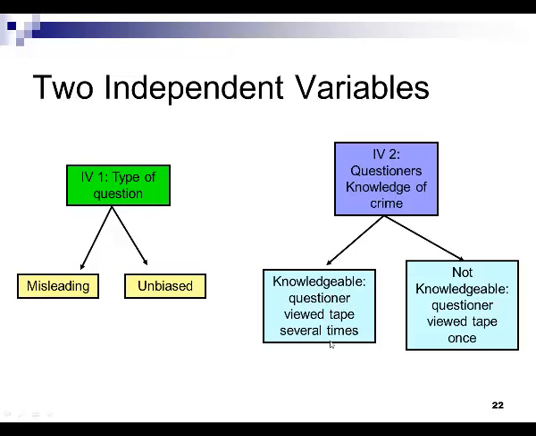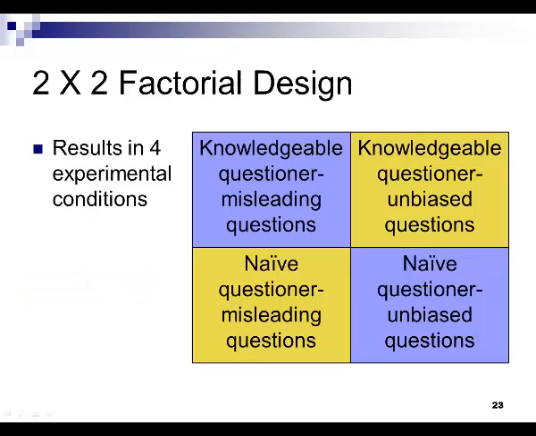So they viewed the videotape several times before they asked questions. In the not knowledgeable situation, the questioner had only viewed the videotape once. So what you can infer from here is that the knowledgeable questioner could ask more misleading questions because they had viewed the videotape several times.